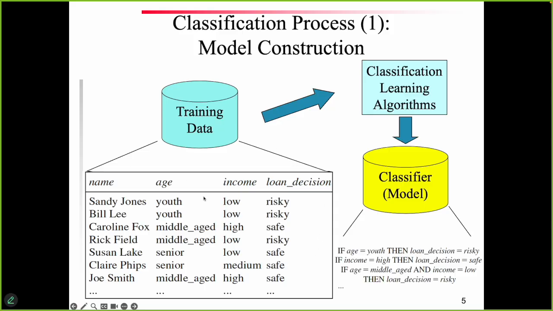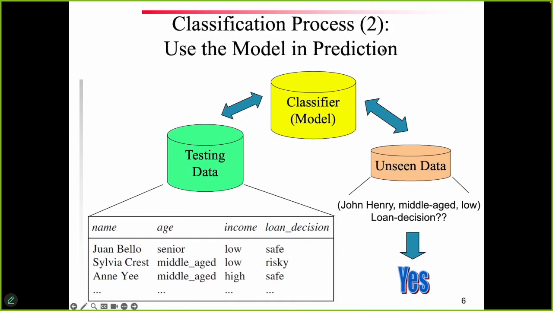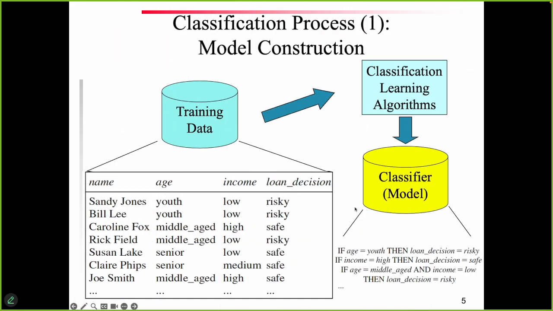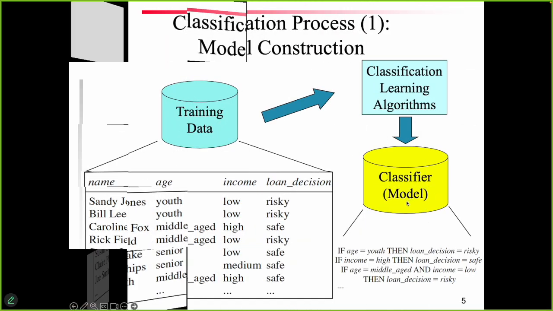Based on these patterns, the algorithm builds the classifier, or your model. The classifier can be written as a set of rules. This is just an example: if age is youth, then the loan decision is risky, and some other rules. This is the case where the output is a set of rules. This was the first step, the learning step, where you build a model or classifier.